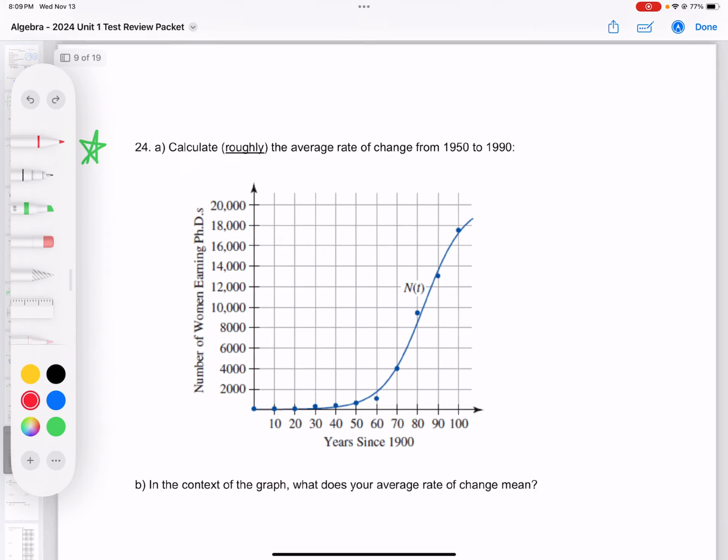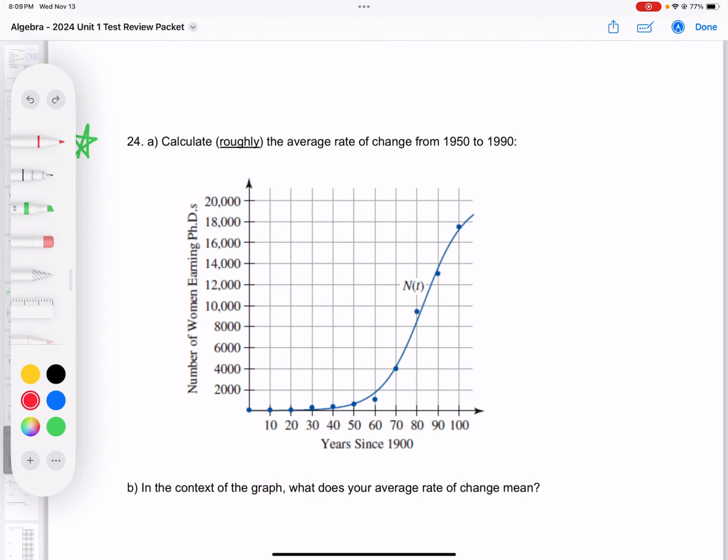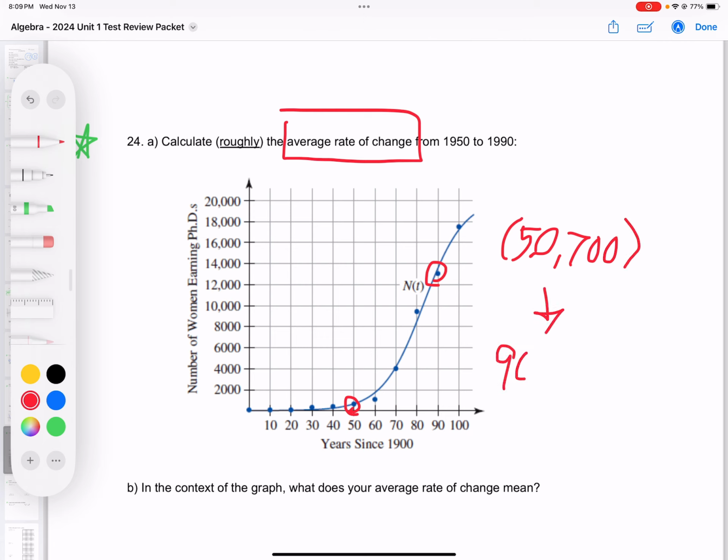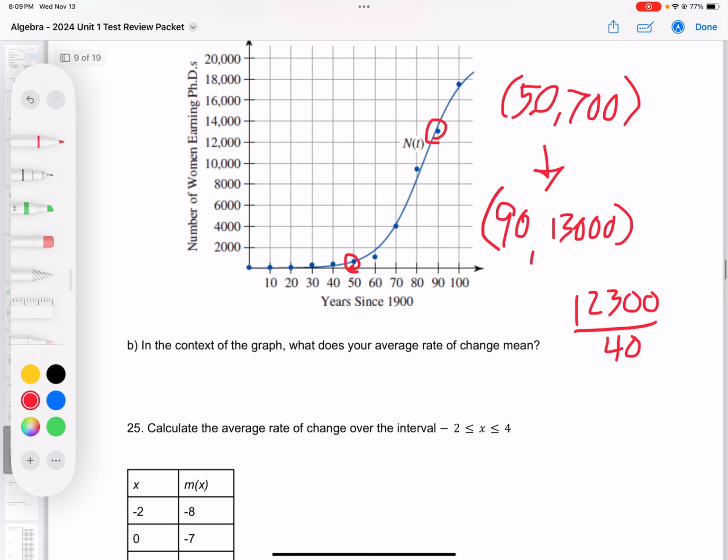That said, I do not believe there's any questions like this on there, but that's just kind of a rule of thumb. So to focus more on the average rate of change piece, which will be on the test, we're going from 1950 to 1990. So we're going from 50, 700 or something to 90, 13,000. Plug those into slope formula and you'll get this. And then reduce as needed.